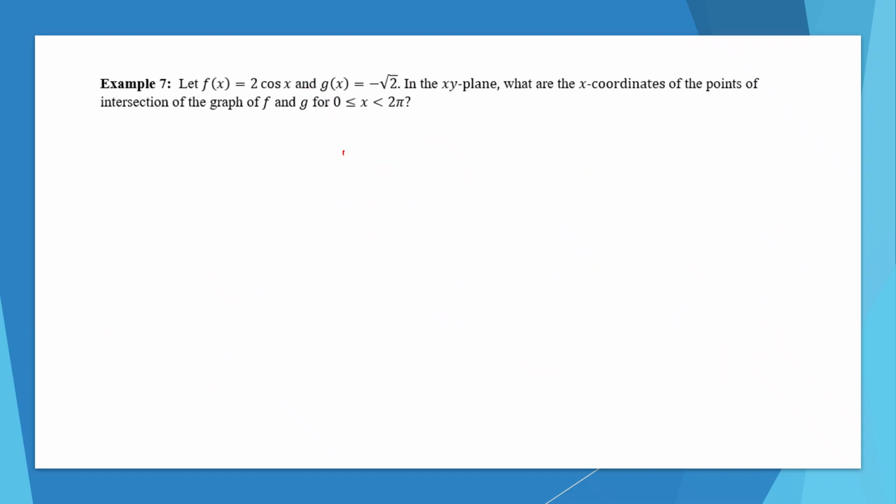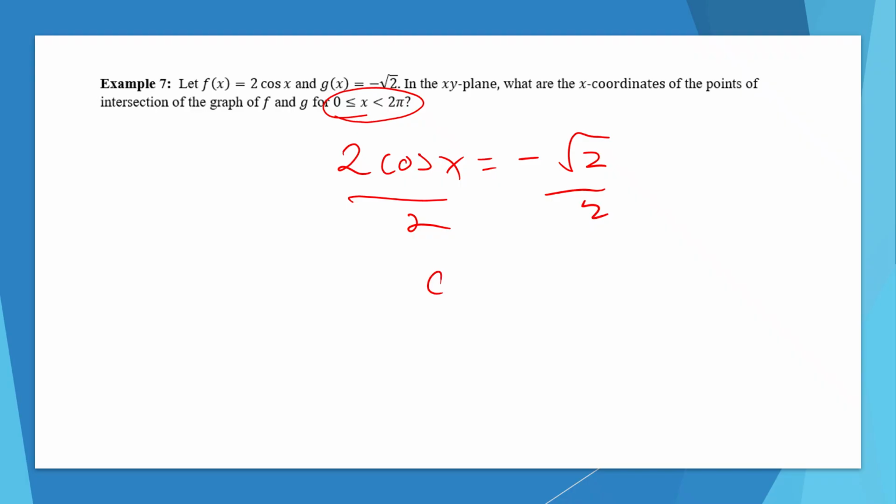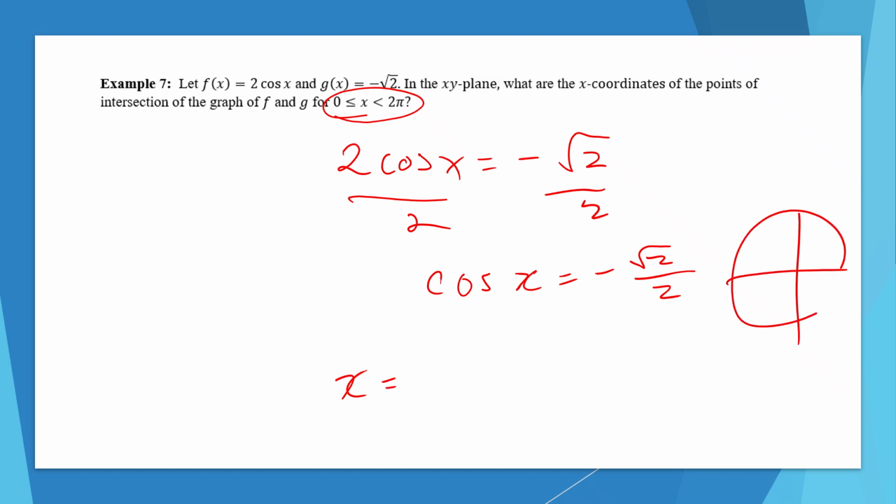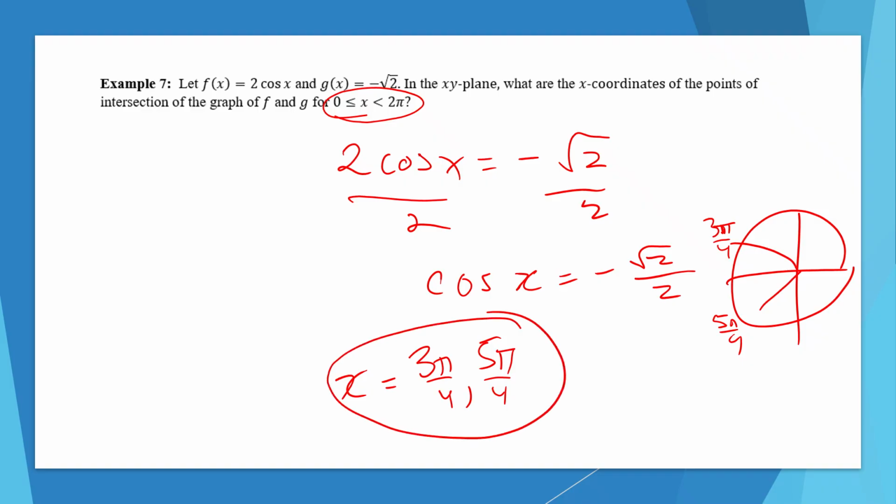All right, number 7. Here we have 2 cosine x, and we want to set this equal to -√2 and find the x coordinates of the points of intersection between 0 and 2 pi. So divide both sides by 2 to start to get cosine x equals -√2 over 2. This is then going to be x equals, and cosine is equal to -√2 over 2 at 3 pi over 4 and 5 pi over 4. So this should be x equals 3 pi over 4 and 5 pi over 4 there.